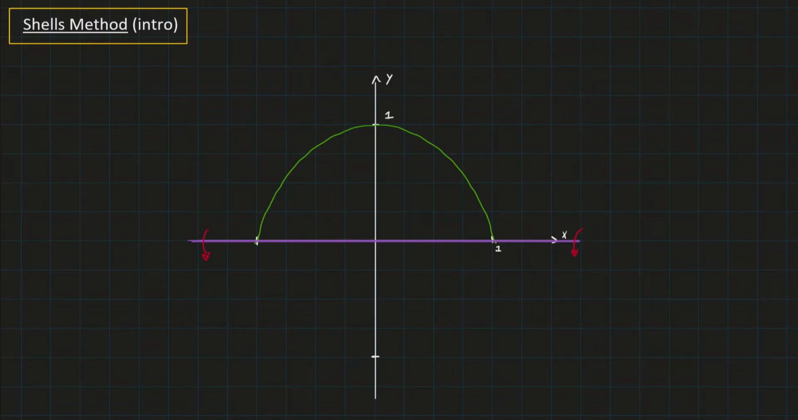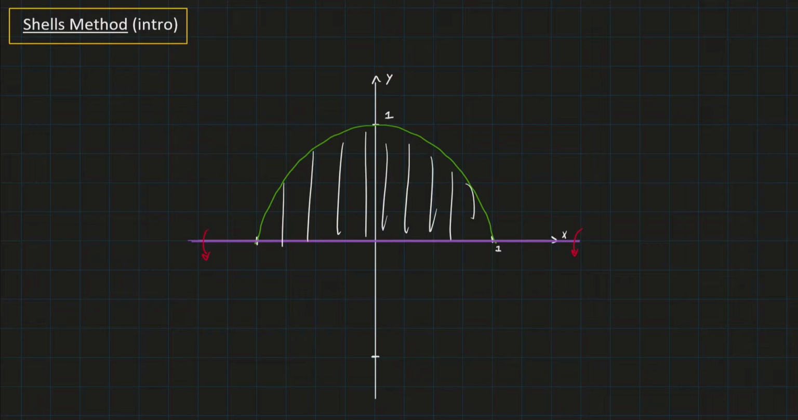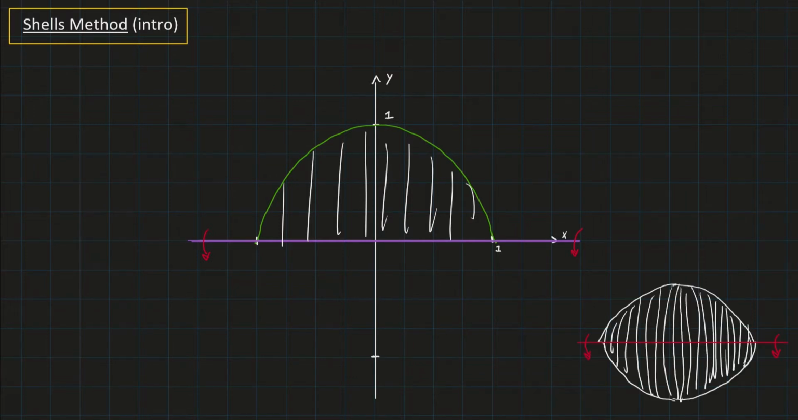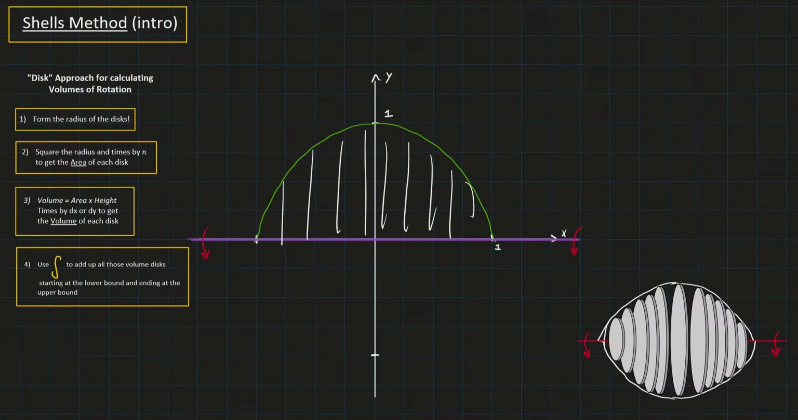So for a while now, we've been using the disks method of calculating volume. We target some area, some region, and we would rotate that region about some line, and that would give us some 3D volume. The whole foundation of the disks method was to envision this volume as just a bunch of thin disks stacked onto each other. And once we were able to imagine those disks, we executed this series of steps, the disk approach for calculating volumes of rotation.